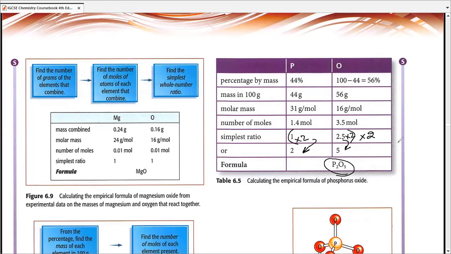Now, do you understand this part of the question? I hope this part of the question is clear now. Is it? Yes, sir. Okay.